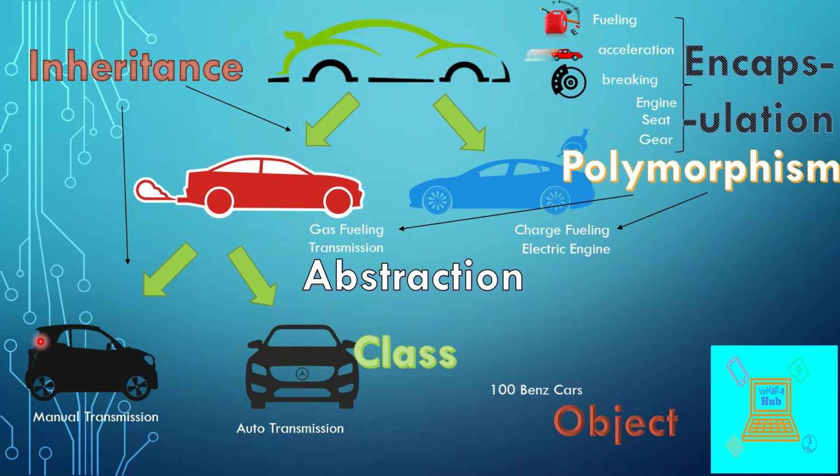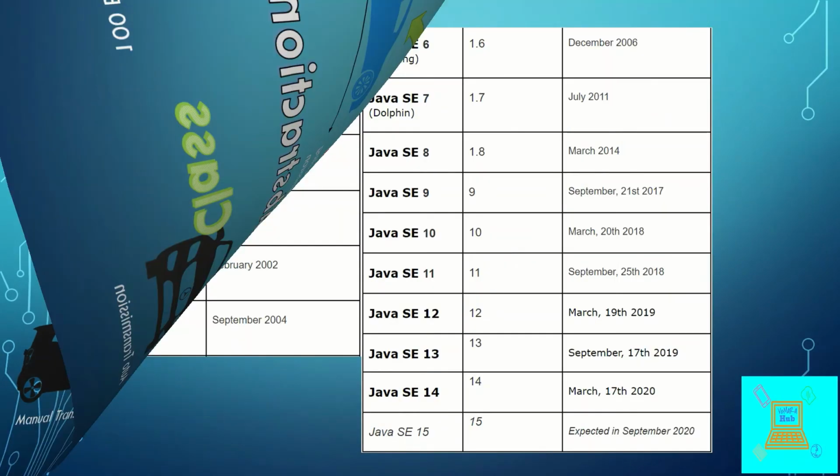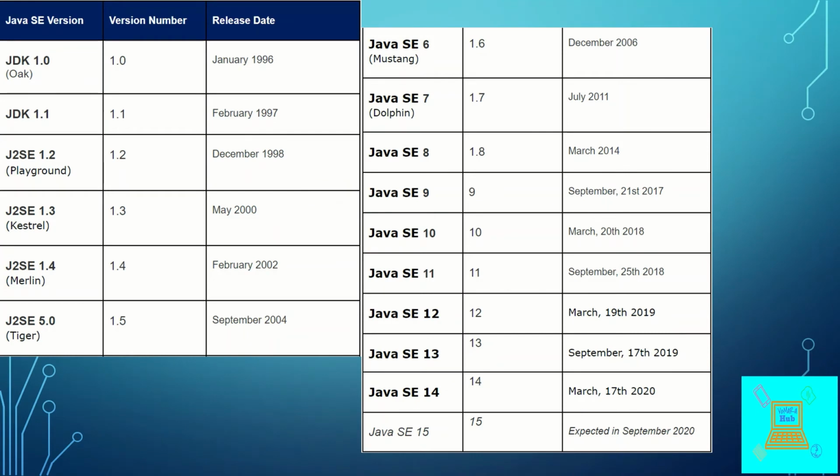So this will be a real-world example of the OOPS concept used in Java. Now let us take a look at different versions of Java released. The first version released was JDK 1, known as Oak, in 1996. From version 6, the naming changed to Java SE version number. The latest version we have is Java SE 14, released in March 2020, and Java SE 15 is expected in September 2020.